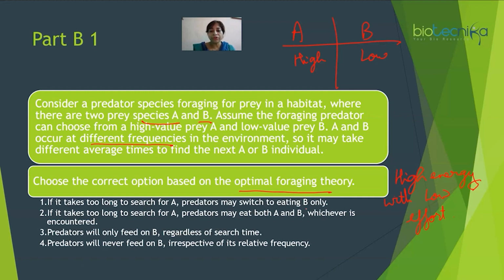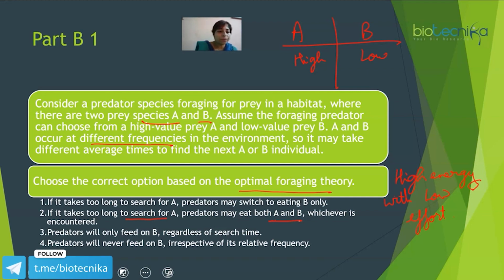So according to optimum foraging, if it takes too long to search for A, then the predators will start eating both A and B, whichever it encounters. Okay, and it can even switch to eating B only if, after looking for a long time to search for A, the chance for catching prey A is lesser as compared to B. Okay, so in that situation, the predator can even switch to eating B completely and ignore A. Okay, but since here it is not the case, if the time is too long, then the predator will try to eat both A and B, whichever it gets first. So answer will be option 2.